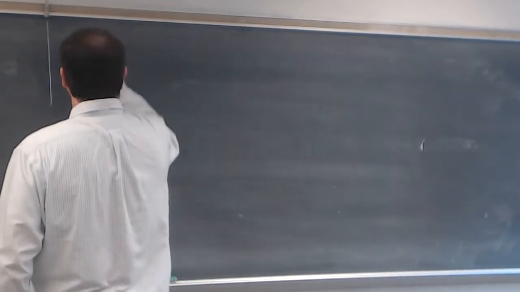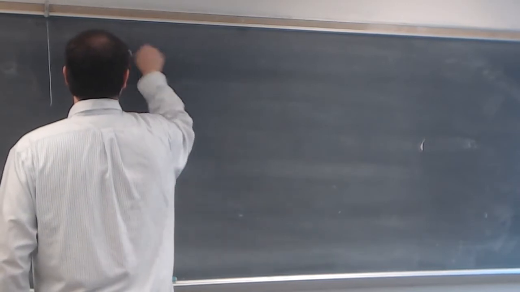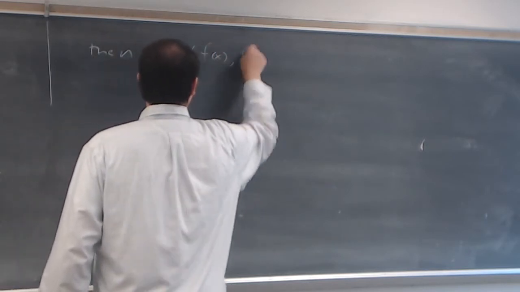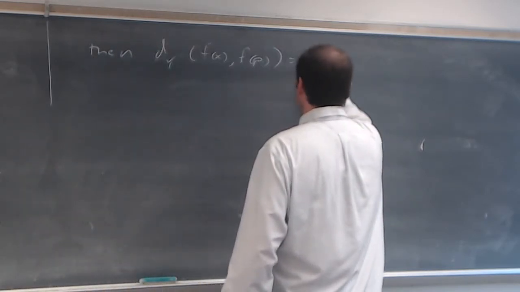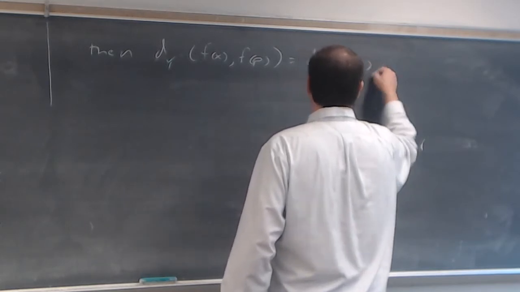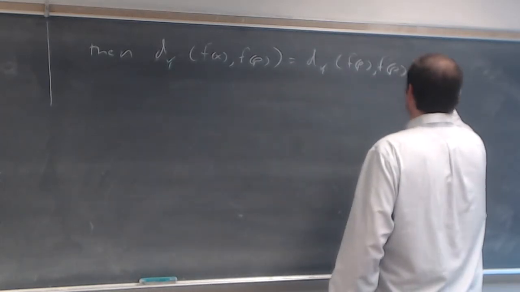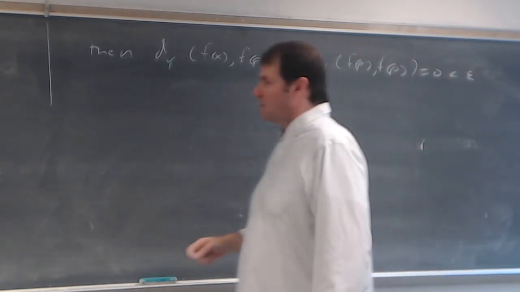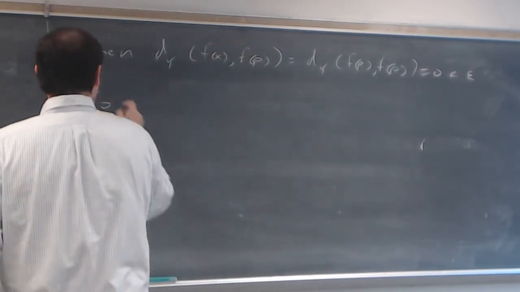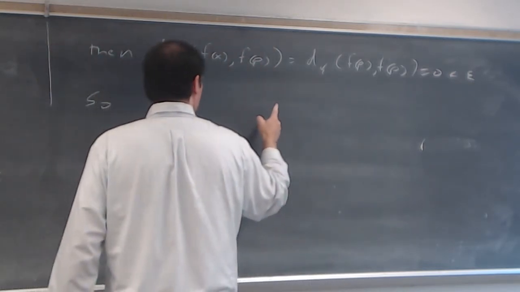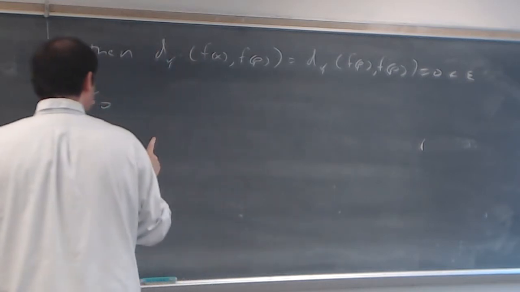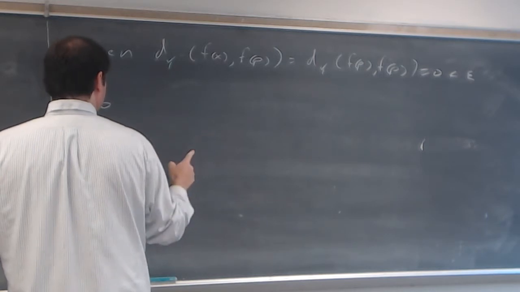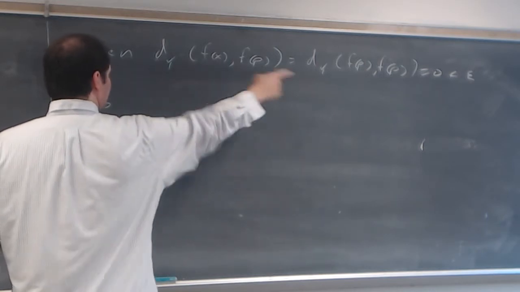Then the distance in Y between f of x and f of P, in this instance when x is equal to P, is equal to the distance in Y between f of P and f of P, which is 0, which is definitely less than epsilon. So that means we had the statement that we wanted for all x's in E such that x was within delta units of P but not equal to P.